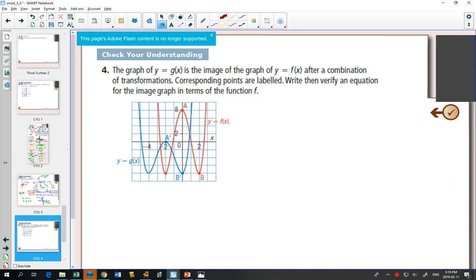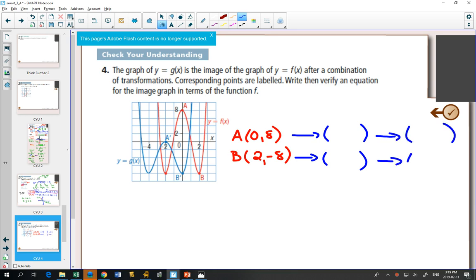We have the points, and I'm going to label them A, which started at 0, 8, and B, which started at 2, -8. And some transformations happened, and we ended up with the point A at -2, 0, and they labeled that with an A prime, and point B at 0, -8, B prime.